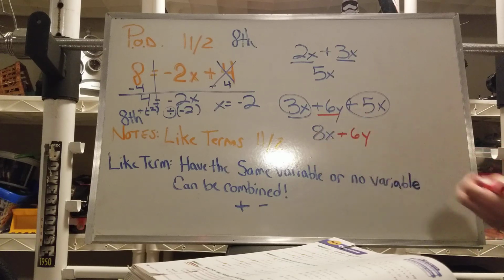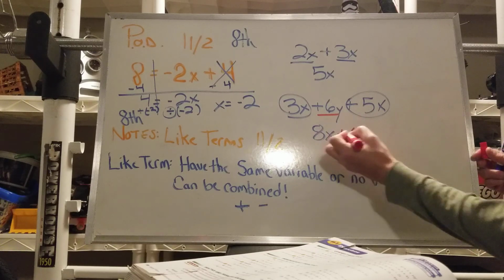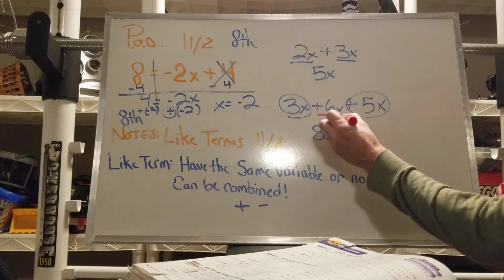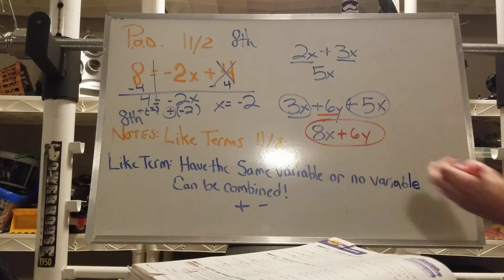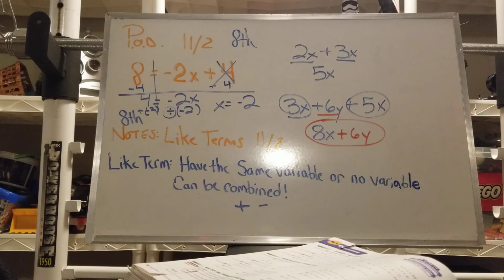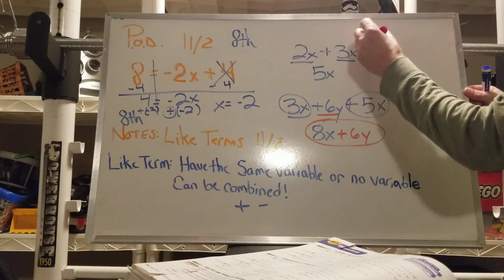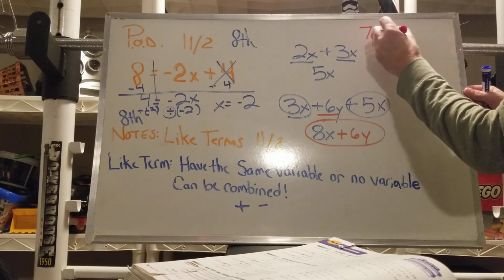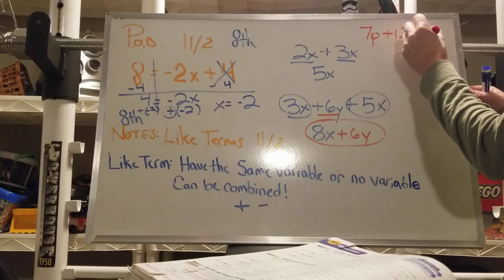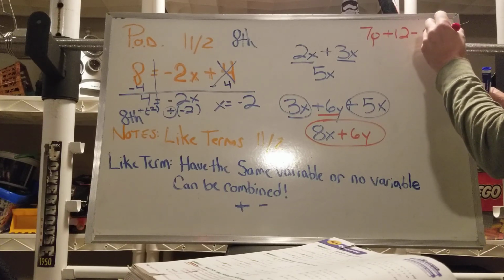Now, can I add those together and say 14xy? No. So this is my answer here, all right? I combined what I could, and I left out what I couldn't, all right? Let's take a look at another one. So we'll say 7p plus 12 minus p plus 3.